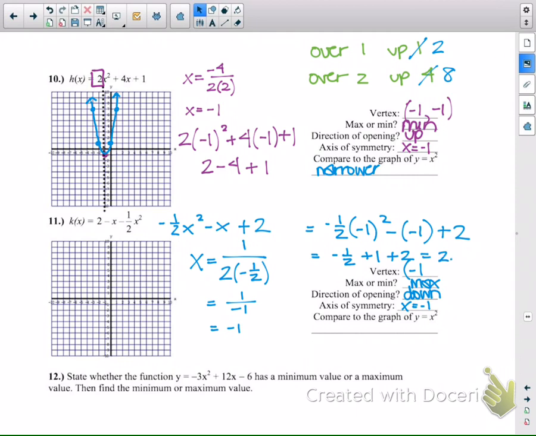2.5. Any issues with that? All right, so we start by graphing our vertex and our axis of symmetry. -1, up 2.5, we just kind of estimate where that is. And then we graph our axis of symmetry as our dotted line right down the middle there.